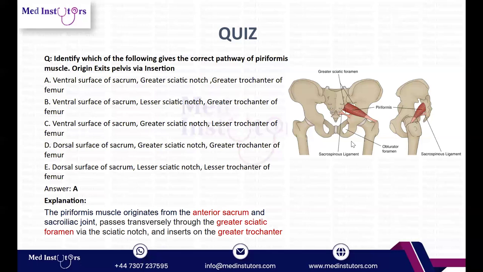Excellent is the correct answer. Let's look at the diagram again. The piriformis muscle originates from the anterior sacrum and sacroiliac joint, passes transversely through the greater sciatic foramen via the sciatic notch, and inserts on the greater trochanter. Some students might get confused by thinking it is inserted onto the lesser trochanter of the femur. But remember, it is from the anterior sacrum, passes through the greater sciatic foramen, and then inserts onto the greater trochanter of the femur.